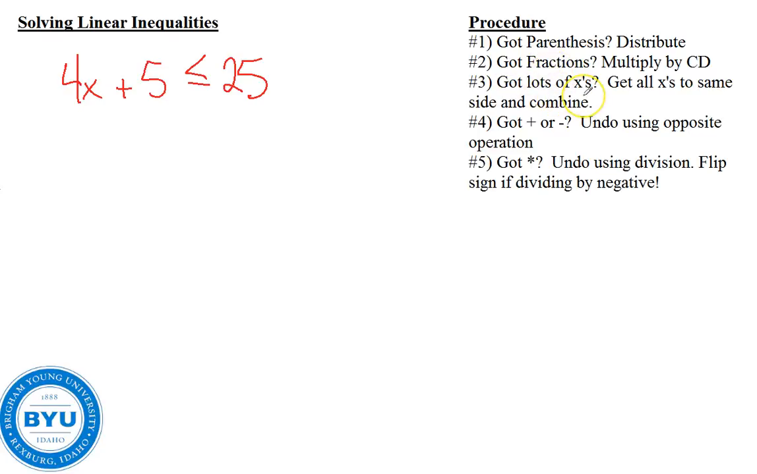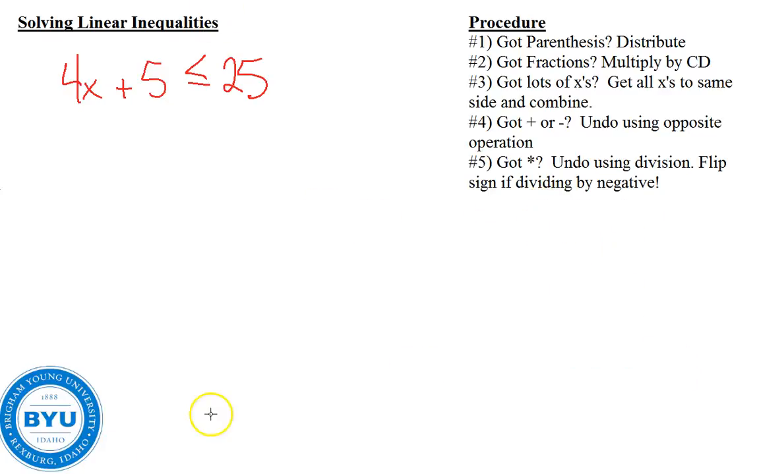If you got lots of x's, like x's on the left and on the right, you need to get all the x's to the same side, usually the left side, and then combine them. Step number four is to ask yourself if you got addition or subtraction, and if you do, you need to undo those using the opposite operation. And step number five, you got to ask yourself if you've got multiplication. If you have multiplication, you're going to undo it using division. And the only thing that's different is that if you do divide by a negative, you've got to flip your sign. So if it was this way, it's going to be going that way. Or if it would look like this, it's going to look like this. That's only if you divide by a negative.